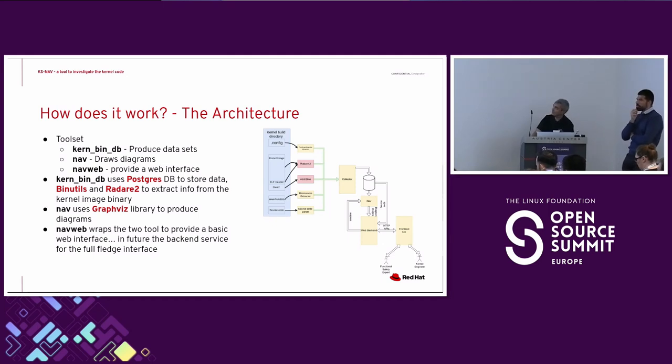The next thing in the diagram is the nav component. Oh, I forgot a thing. The collector is also responsible for organizing this information. This information is organized, for now, inside a relational database. And moving on, the nav component is responsible for using the database information to create diagrams. Then you also have the front-end UX, which is nav web, another component that wraps the nav component and provides a web interface to interact with the diagrams produced.